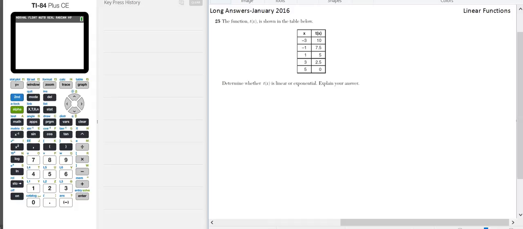This is a long answer Algebra 1 Regents question from the January 2016 Regents. The function t of x is shown in the table below, and then they give us a table. Determine whether t of x is linear or exponential and explain your answer.